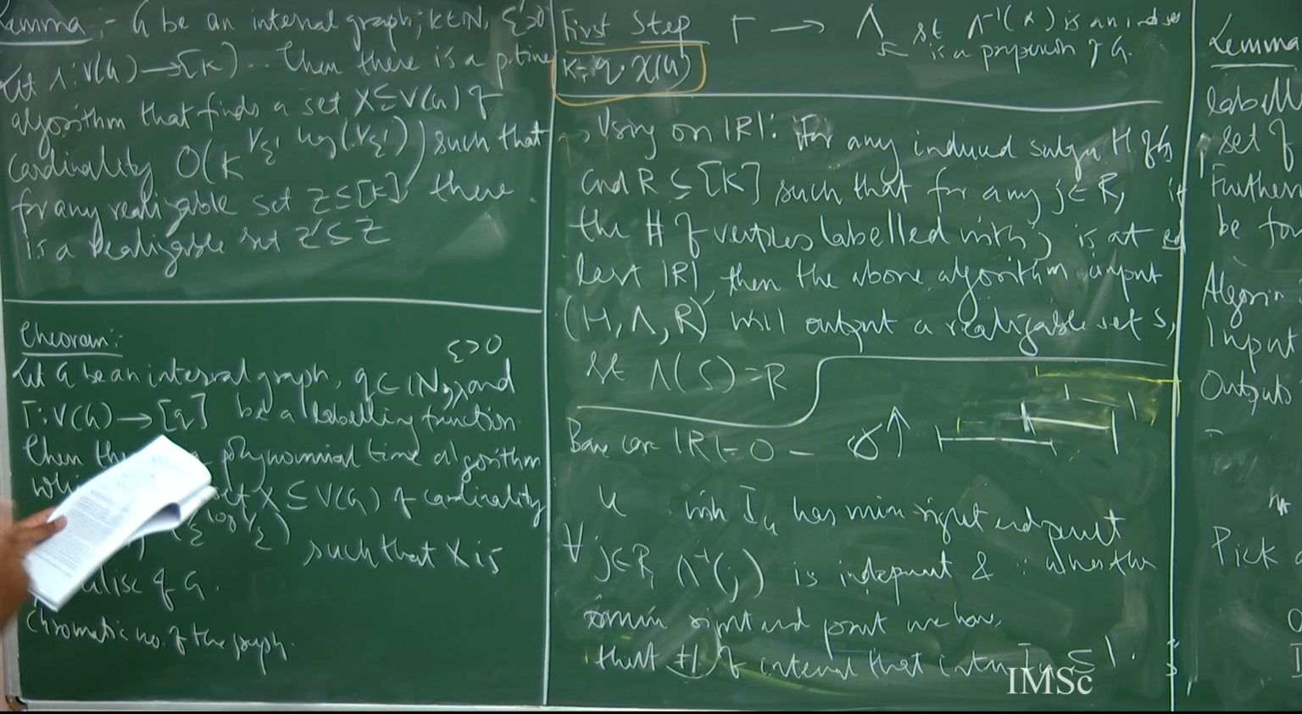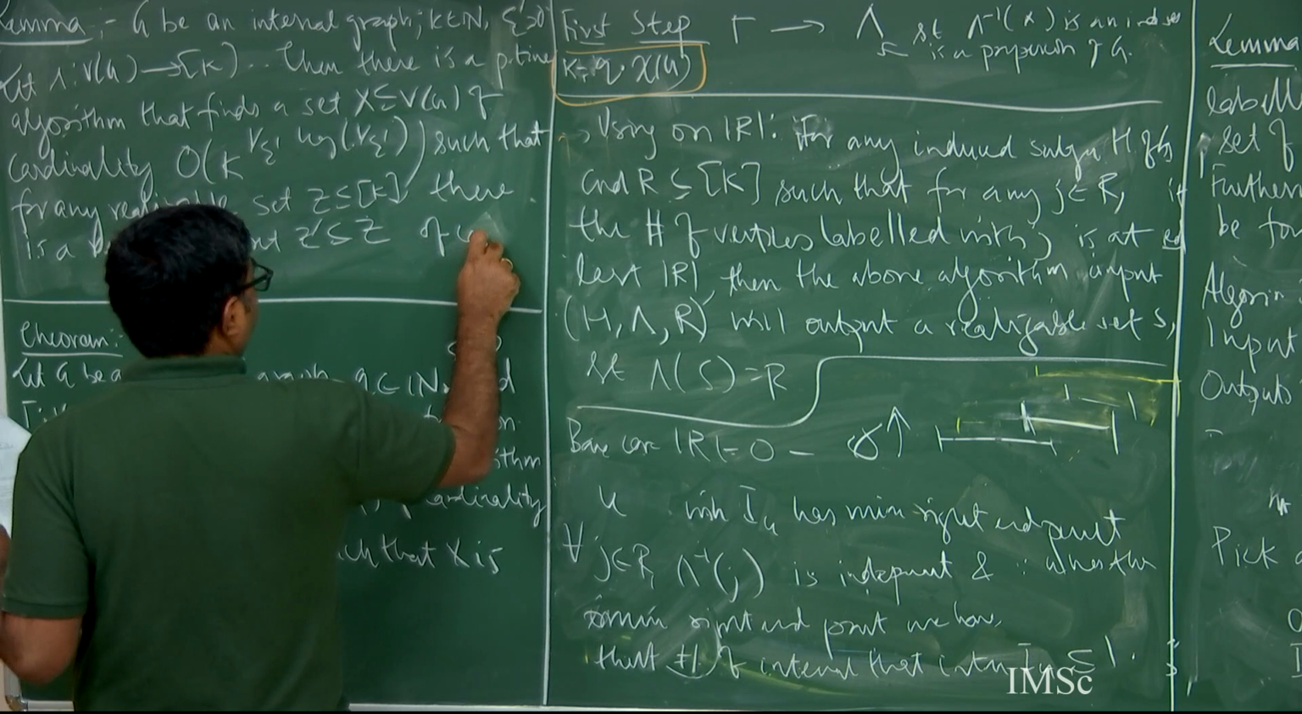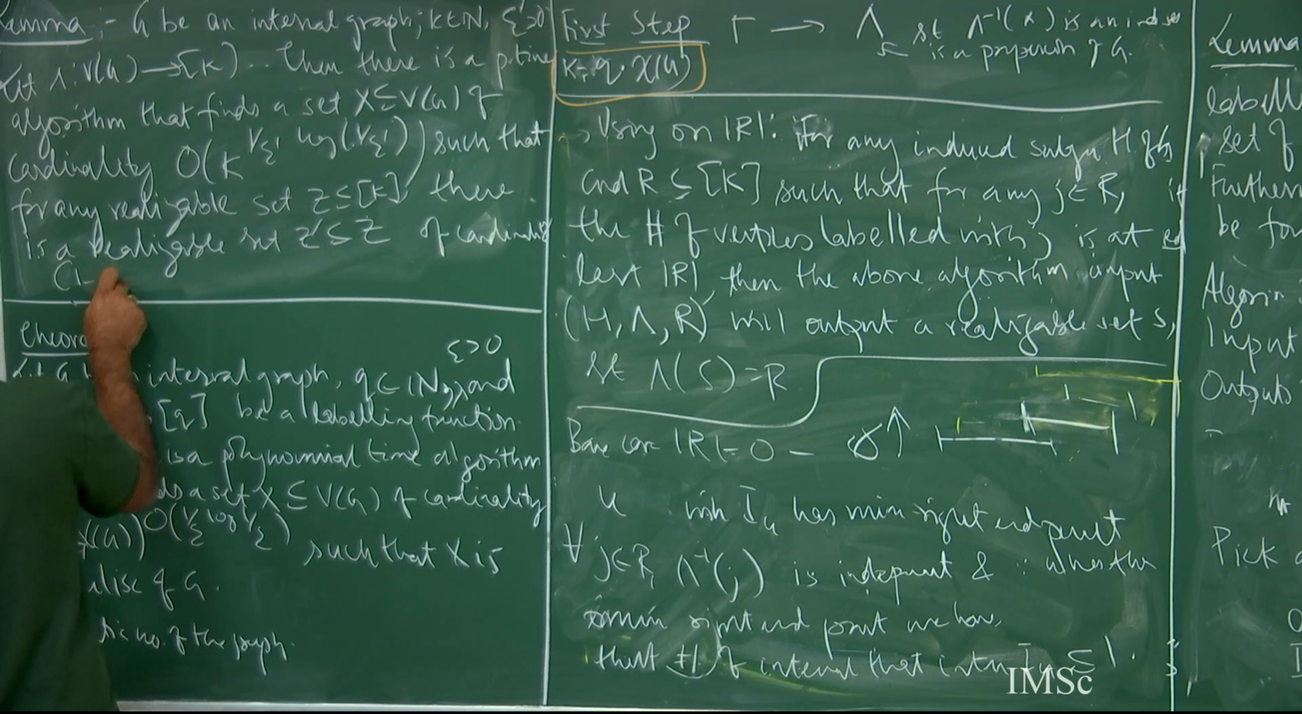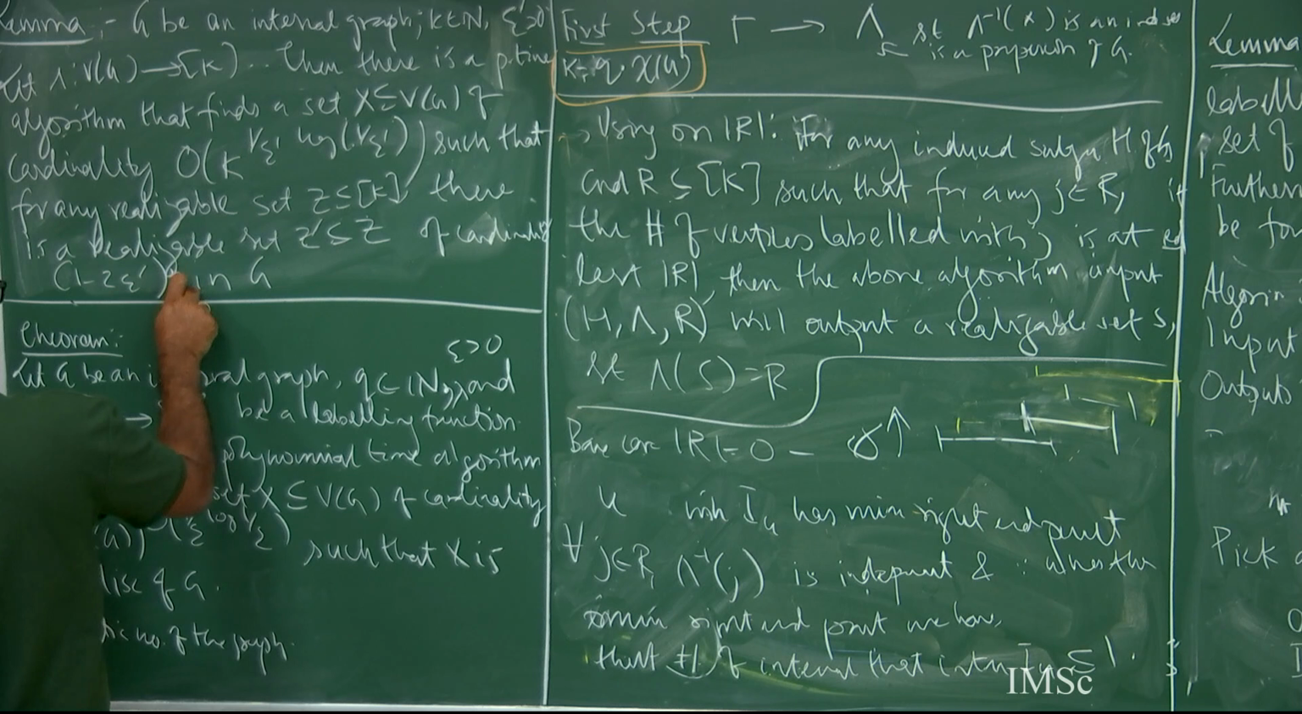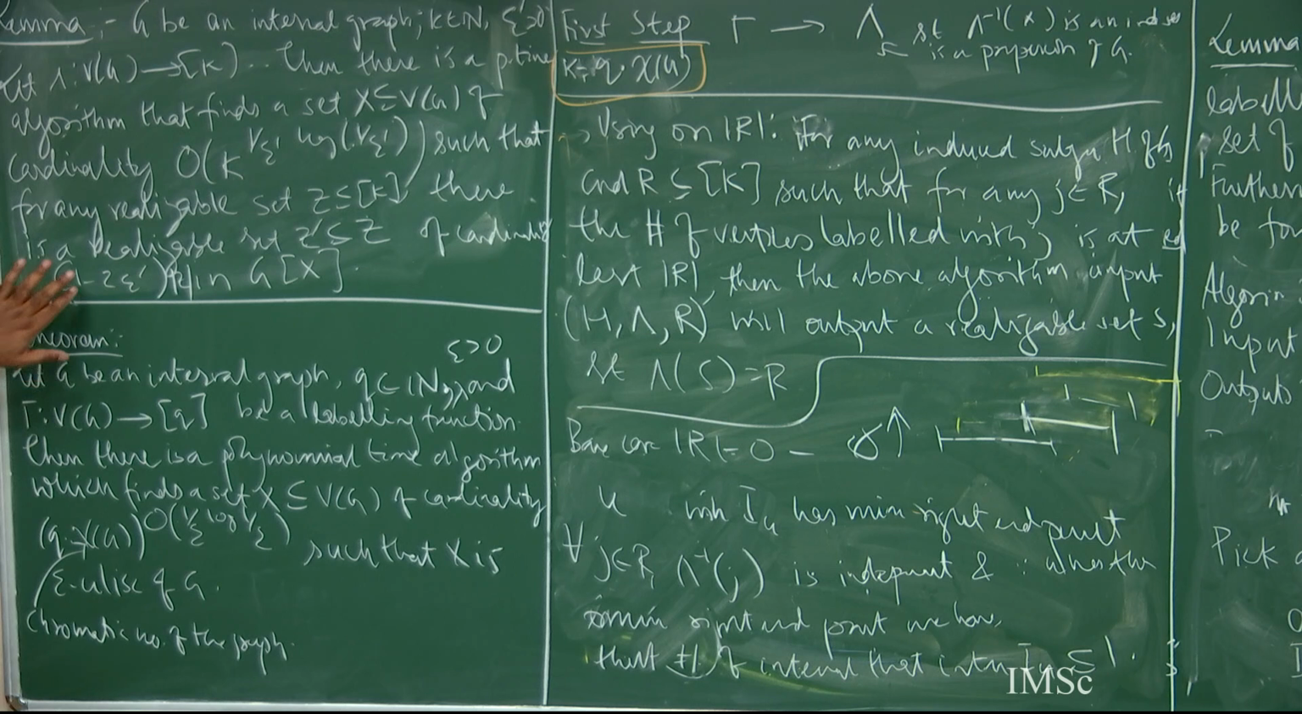Of the set of cardinality, how much? 1 minus 2 times epsilon prime in the graph induced on 2 times Z in the graph induced. So if I had just said epsilon, then this is nothing but the epsilon U list. But since I added 2, I had to write it in terms of this.